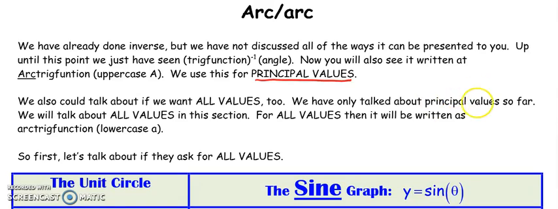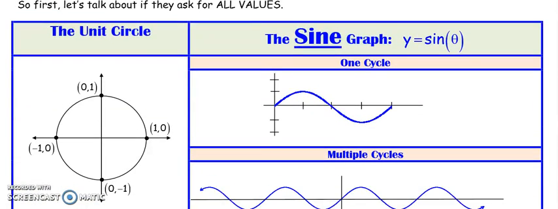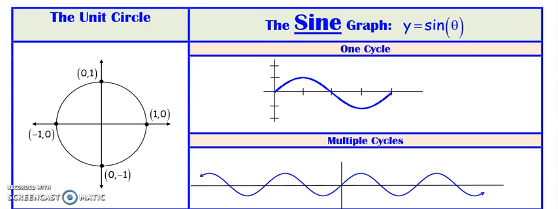We've only talked about that principal one so far, so today we're going to talk about all values. I'm not going to get through all the notes, which is fine. We're just going to do a little head start in this video. So first, let's talk about all values. This is coming up a little bit later on, too, so understanding it a little bit now will help you later on, because we're going to talk about this later on anyway.